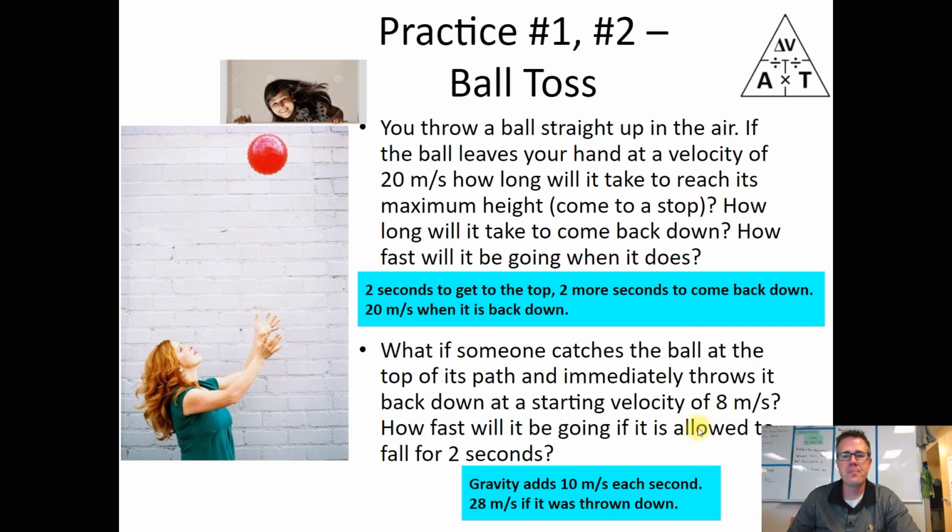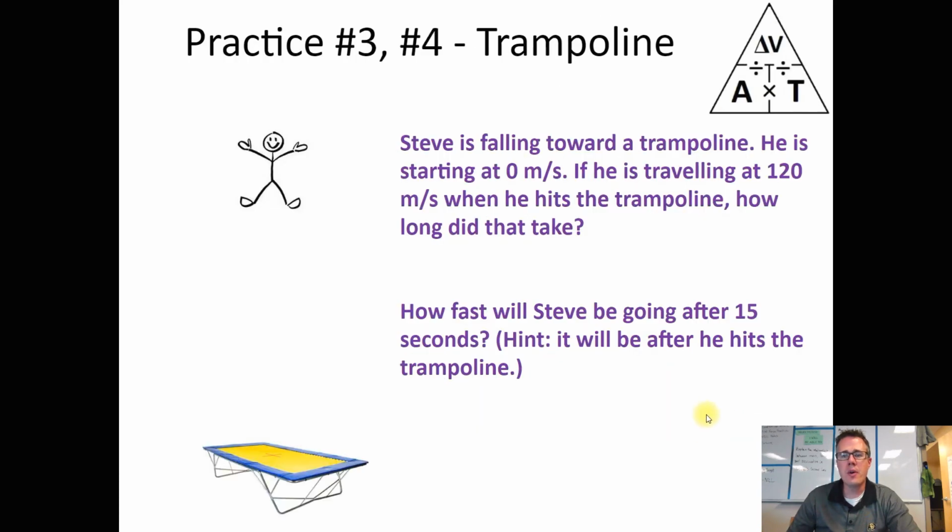For the trampoline question, Steve is falling towards this trampoline, and he's at rest to begin with. He doesn't have any velocity. If he's traveling at 120 meters per second when he hits the trampoline, we're supposed to figure out how long that took. Well, gravity adds 10 to you every single second. So if he ends up at 120, that was 10 plus 10 plus 10 plus 10, all the way up to 120. It took him 12 seconds to get up to that velocity.